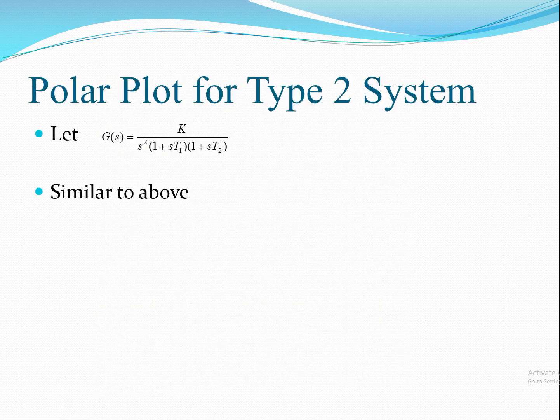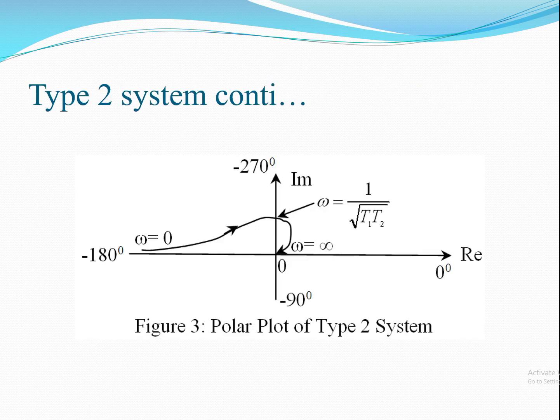Similarly, you can do it for your type 2 system. For a type 2 system, again, what do you have to do? You have to replace s by j omega. If I do so, it will be j omega square, j square is equal to minus 1, so it will be minus, and one more term will come here. You need to do that calculation on your own, and you will get this. It will start from infinity and end at 0. It will intersect the imaginary axis at the frequency of under root t1 t2, and you need to find this out. This is regarding your type 2 system.